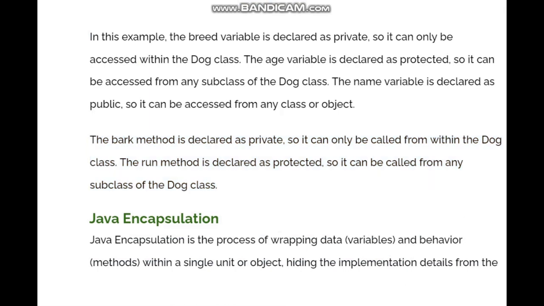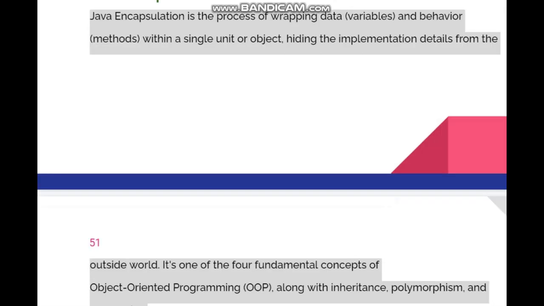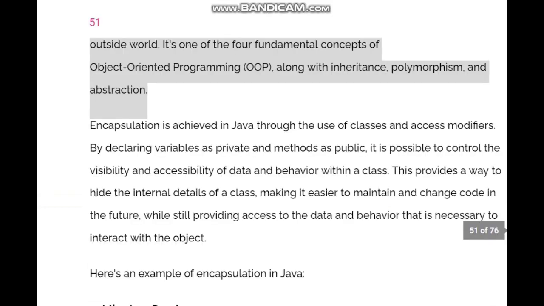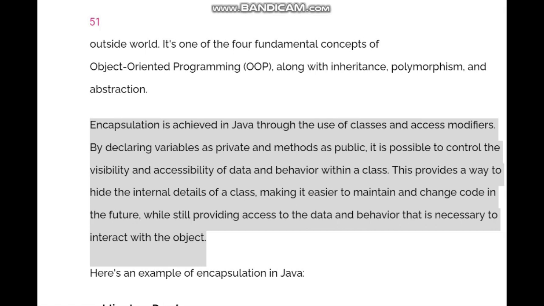Java encapsulation is the process of wrapping data (variables) and behavior (methods) within a single unit or object, hiding the implementation details from the outside world. It's one of the four fundamental concepts of object-oriented programming (OOP), along with inheritance, polymorphism, and abstraction. Encapsulation is achieved in Java through the use of classes and access modifiers.